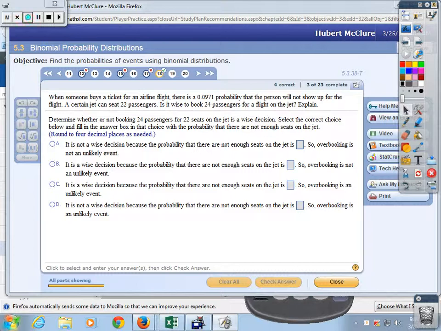All right. This one says, when someone buys a ticket for an airline flight, there is a 0.0971 probability, there's about a 10% chance that the person will not show up for the flight.